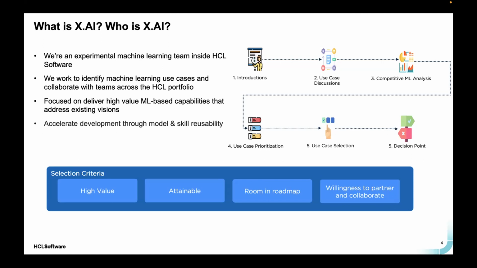So a decentralized team that was looking across the portfolio, seeing how we could define use cases, develop competitive analysis for teams, and then help them identify high-value ML based capabilities, and then work with them to collaborate and develop and deliver those models. That framework of working with teams allowed us to see, across the portfolio, opportunities where models were being leveraged in different areas and be able to reuse those models and skills.